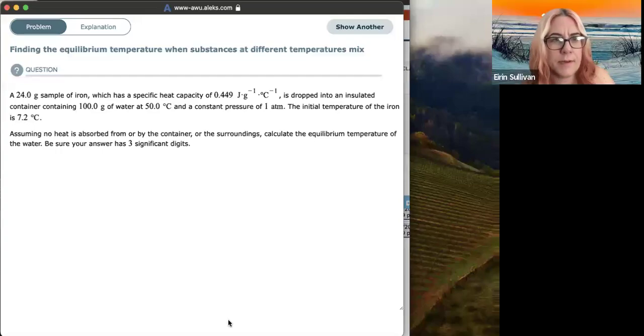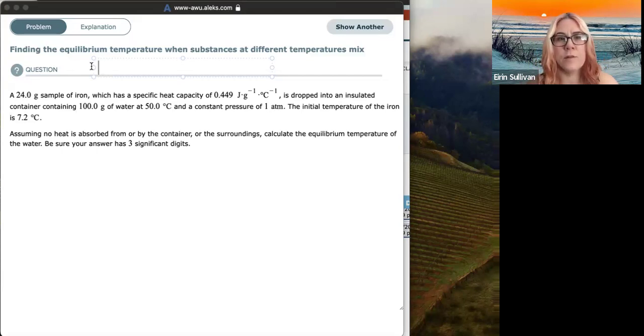Finding the equilibrium temperature when substances at different temperatures mix. Now, I'm going to show you a generic way to do this algebraically, because once you've done the proof once, you can just plug and chug into the equation. But it's important for you to be able to follow through and do this yourself, okay?